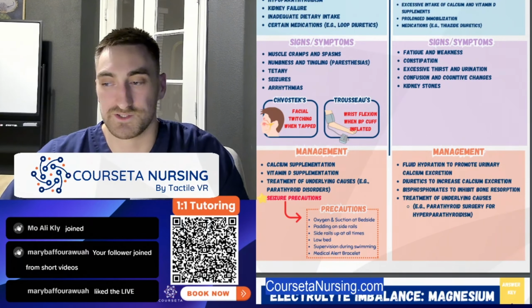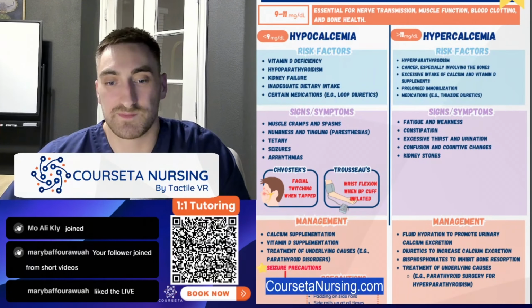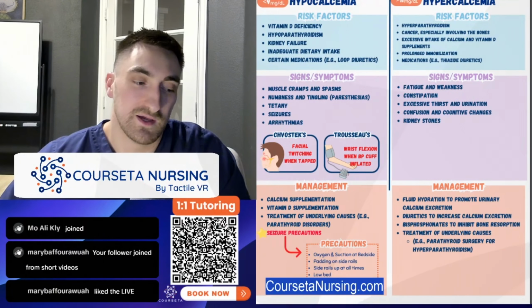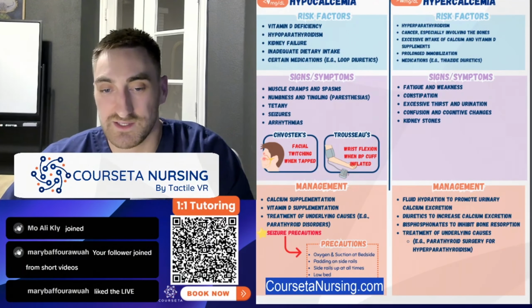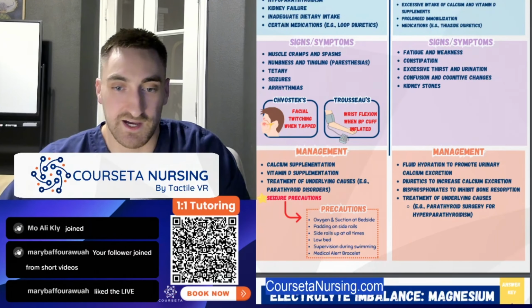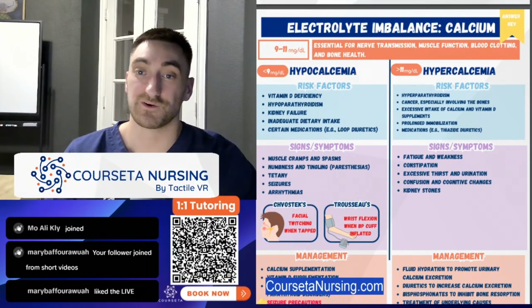And then seizure precautions. Now, you guys will want to write this down. They like to ask about this. If you have a low amount of calcium in the blood, you're at risk for seizures, right? So one of the interventions they may ask about in your nursing exams is that you need to implement seizure precautions if the patient has low calcium. So your seizure precautions, guys: oxygen and suction at the bedside, padding on the side rails for protection, side rails up at all times, and a low bed. And of course, if they're outside of the hospital, supervision during physical activities, especially swimming, and they should wear a medical alert bracelet. So those are your common things that will reflect on your nursing exams.